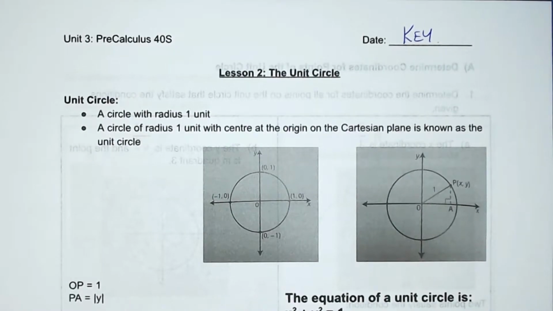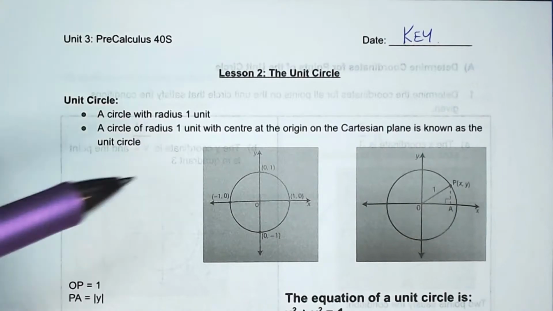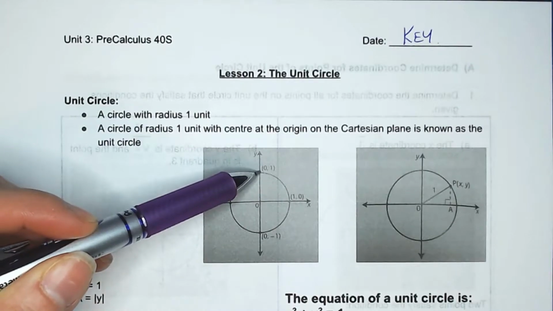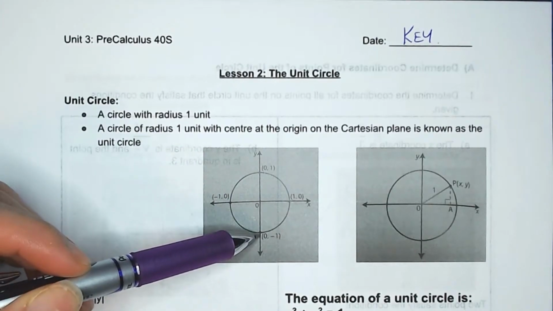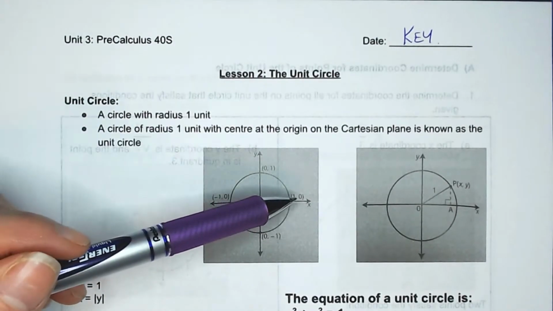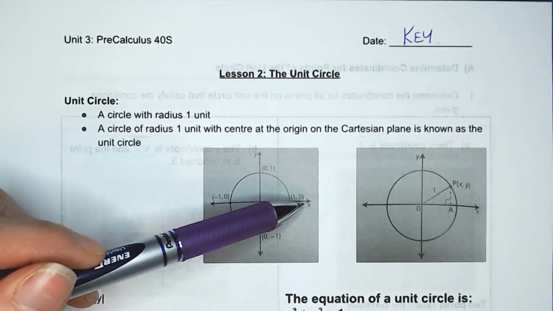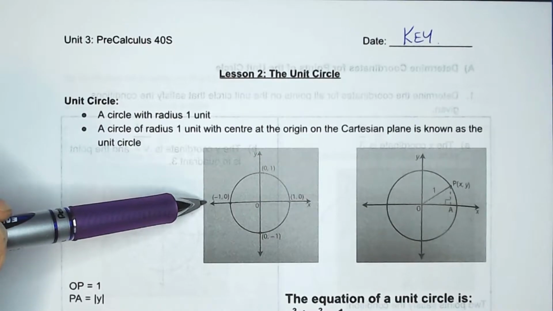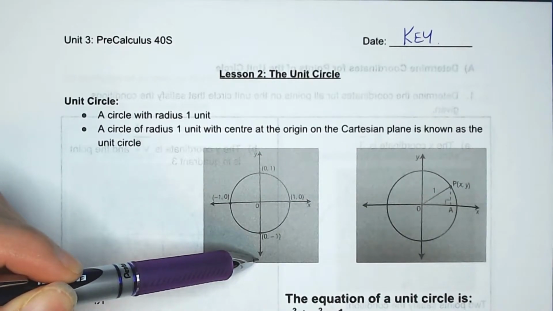So when we talk about a unit circle, we're talking about a circle with a radius of 1 unit. And it's a circle of radius 1 unit with center at the origin on the Cartesian plane. Okay, so this is an example of the unit circle. Notice how the points here go 1, 0, 0, 1, negative 1, 0, 0, negative 1. Those are 4 of the main points. Don't forget that this represents 0 or 2 pi, half a pi, 1 pi, and then 3 over 2 pi.